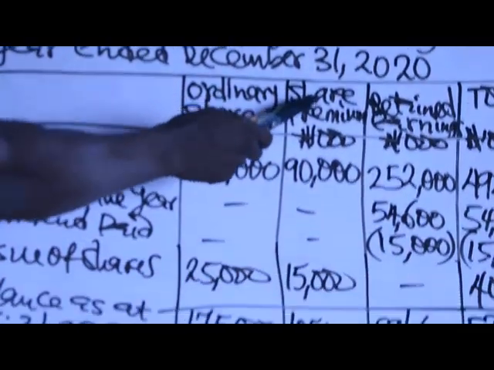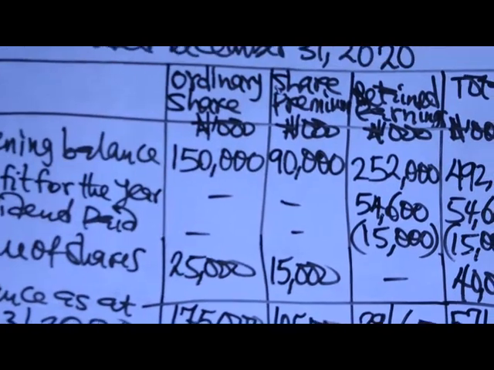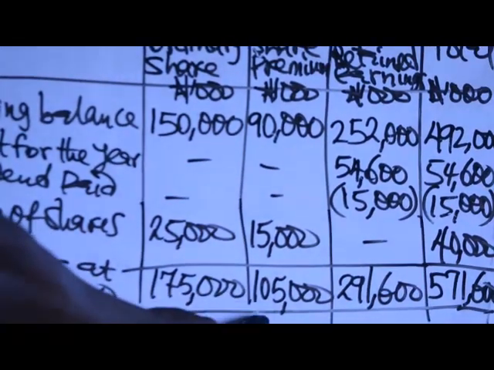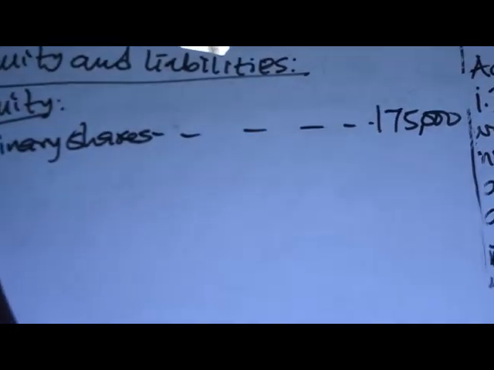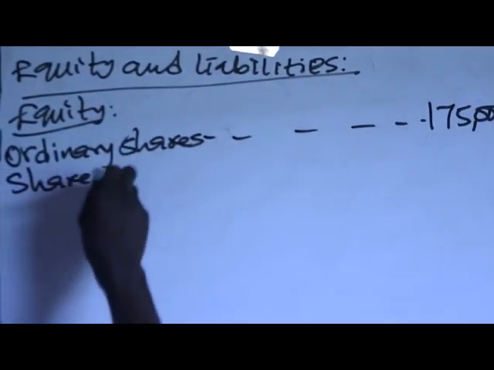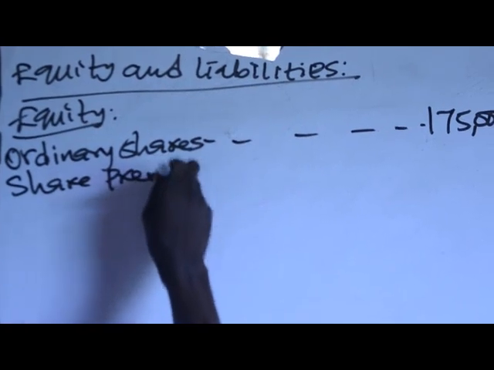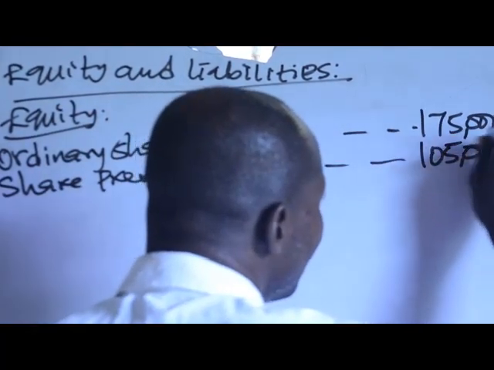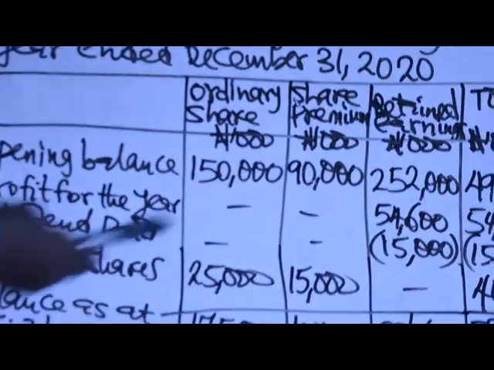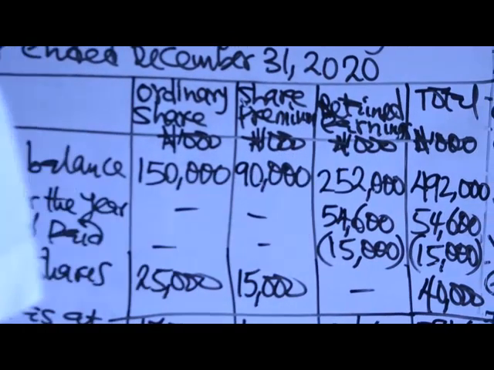Then the next item is share premium. Our share premium is totaled 105,000. After share premium, we have retained earnings.